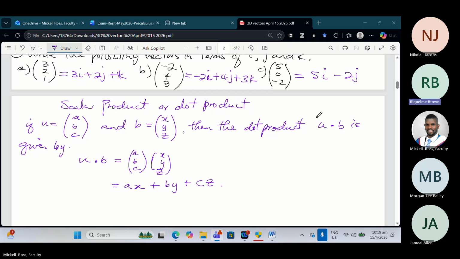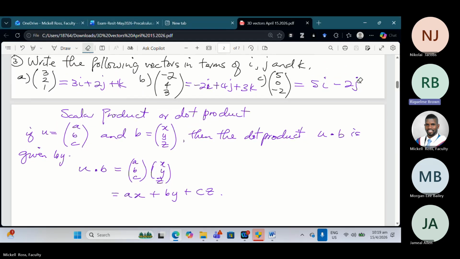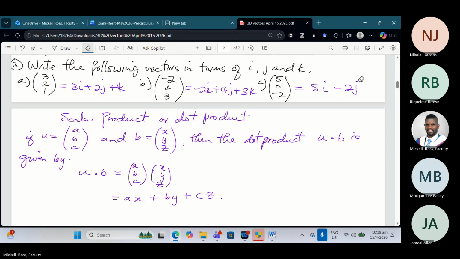No, I have 5I minus 2K. Oh, K. Sorry, I made the error. All right. So it should be K, so let's make that correction, because the J is times 0, and anything times 0 is 0.